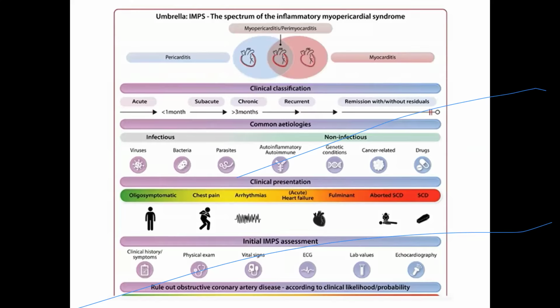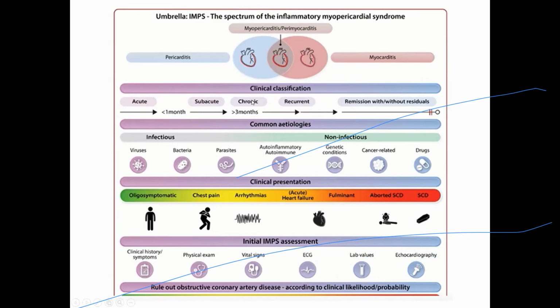So this is the 2025 approach to the patient with acute inflammatory myopericardial syndrome. As you can see in the first part, there is so much overlap between myocarditis and pericarditis, and in between is myopericarditis or perimyocarditis, as I mentioned earlier. So they acknowledge that there is a lot of overlap between these two entities.